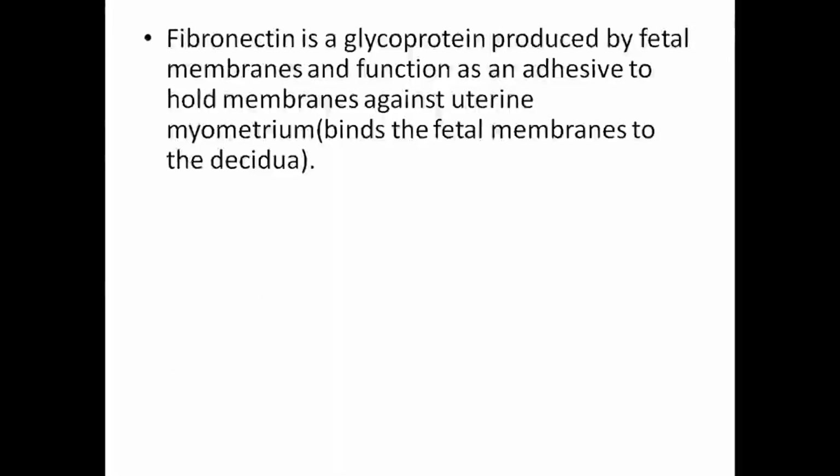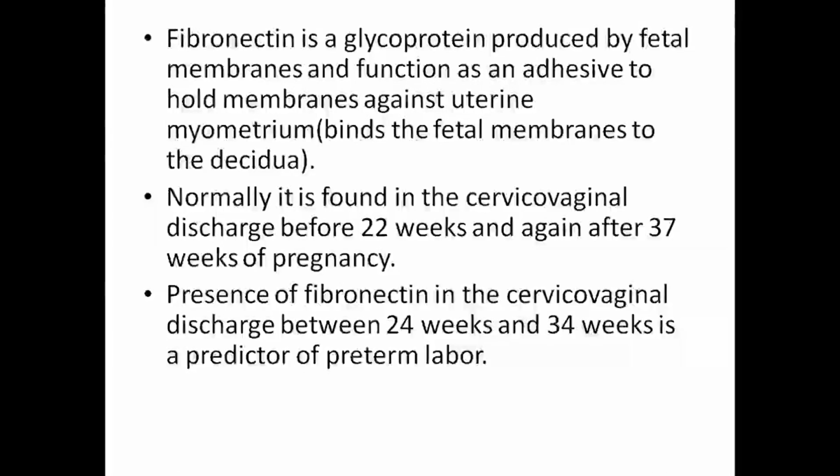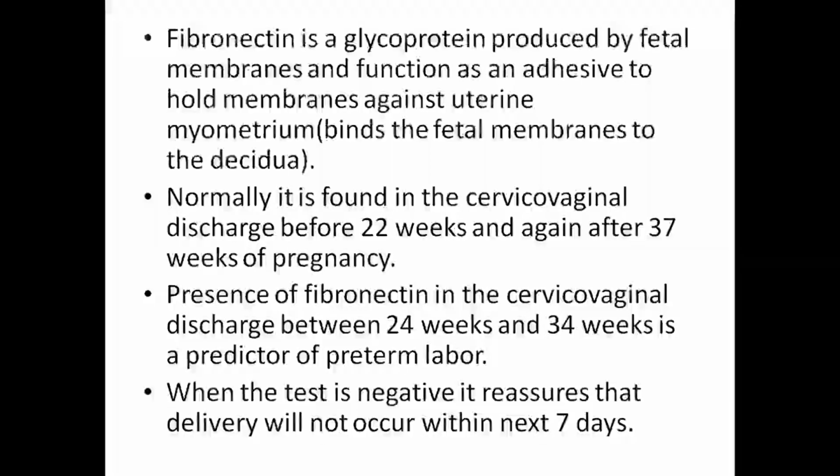Fibronectin is a glycoprotein produced by the fetal membrane and functions as an adhesive to hold the membrane against the uterine myometrium. Normally, it is found in the cervicovaginal discharge before 22 weeks and again after 37 weeks of pregnancy. Presence of fibronectin in the cervicovaginal discharge between 24 and 34 weeks is a predictor of preterm labor. When the test is negative, it reassures that delivery will not occur within the next 7 days.